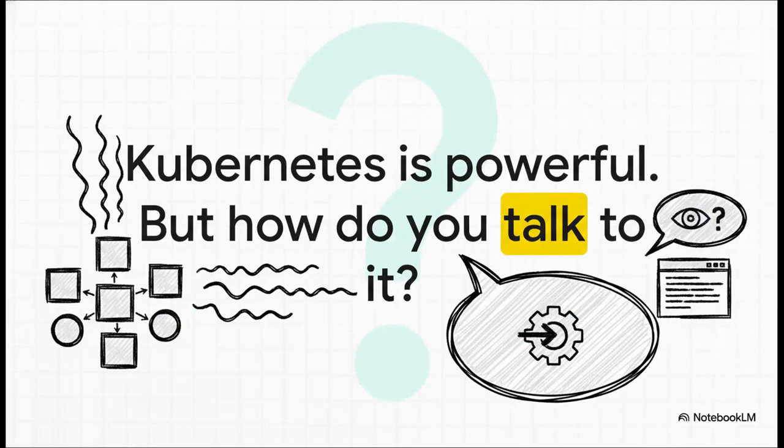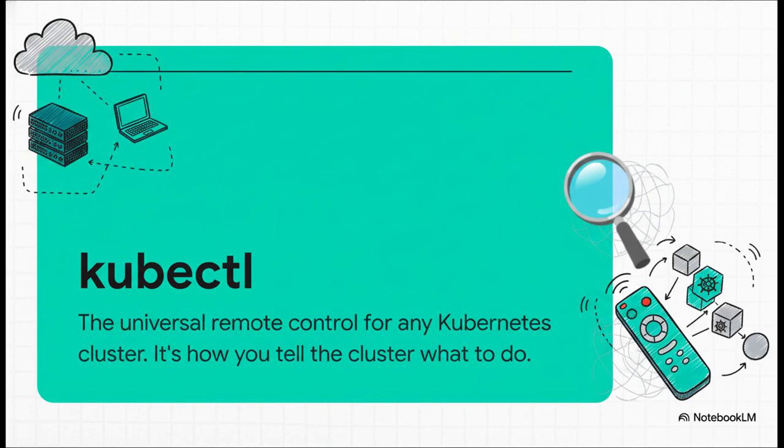So you've got this amazing, incredibly powerful system, Kubernetes, right? It's running all your applications, managing your infrastructure, but how do you actually communicate with it? How do you ask it what's going on or tell it what to do? That's the big question we're answering today. And the answer? It's kubectl.